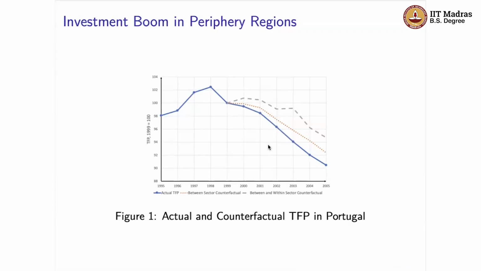And economists were able to do counterfactual analysis to think about what would have been the actual productivity if you still had the correct allocation of resources both across sectors, right? And also within sectors. So the orange line indicates that suppose you had the between sector misallocation not being there, what would have been the case? And the gray dash line indicates what would have happened if you had both between sector misallocation and within sector misallocation not being there. And we can see that as a result of this, the productivity decreased a lot.